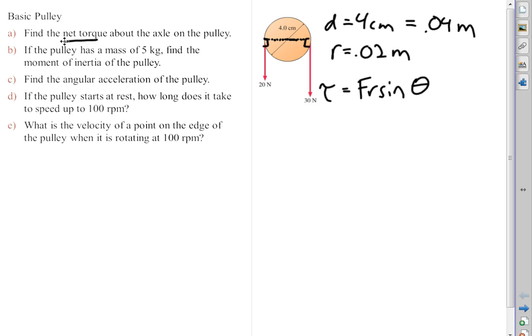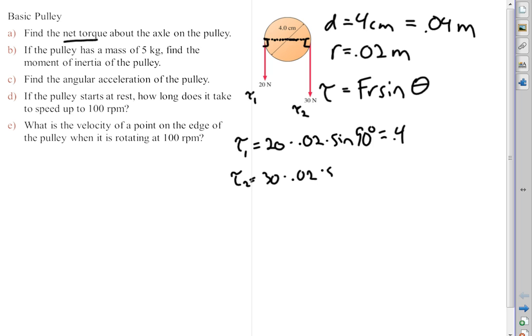In each of these cases, both of those forces are perpendicular to the radius. Therefore, that angle theta is a 90-degree angle. We'll call the one on the left torque 1, the one on the right torque 2. Torque 1 is 20 times 0.02, the radius, times the sine of 90 degrees, which is 1. So that turns out to be 0.4. Torque 2 is 30 times 0.02 times sine of 90, and that gives us 0.6.